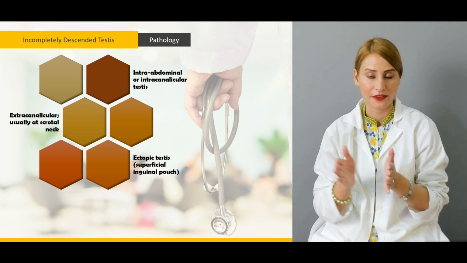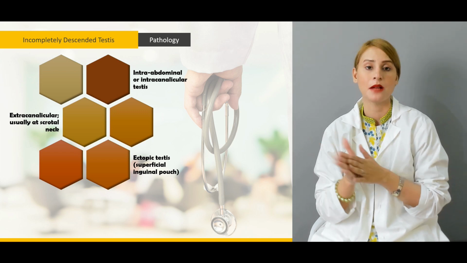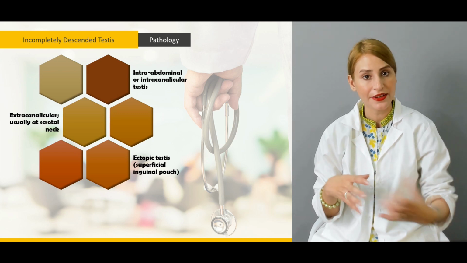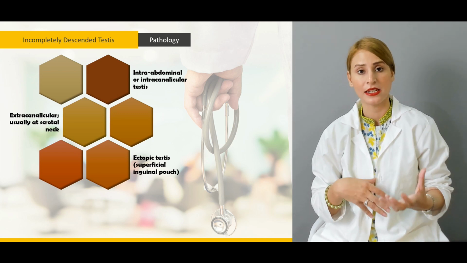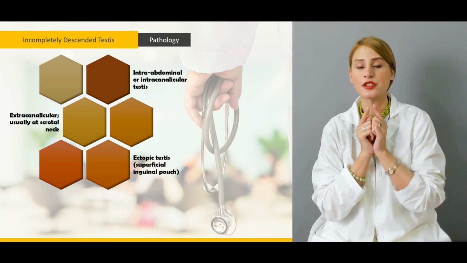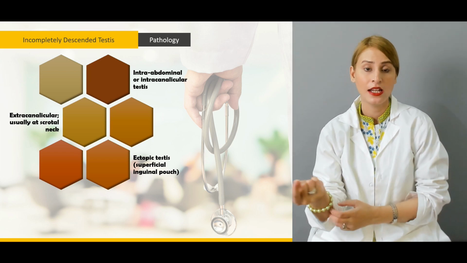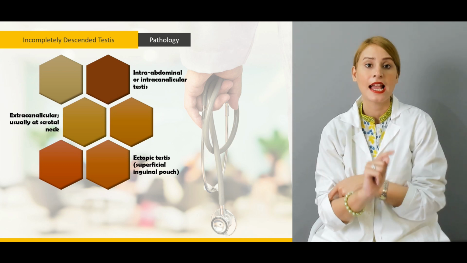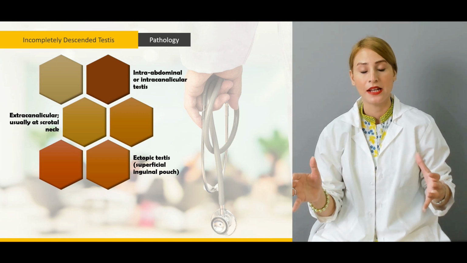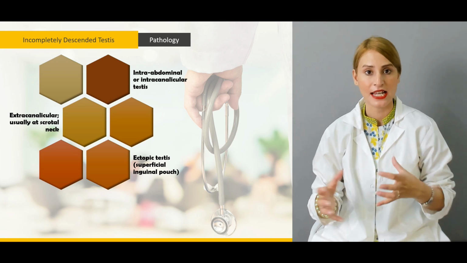So the testes can be found along any one of these pathways. They can be intra-abdominal, usually retroperitoneal, but also extraperitoneal, intracanalicular, or extracanalicular at the scrotal neck, or they can be ectopic testes located at the superficial inguinal ring. Sometimes there's a hernia as well along with the undescended testes, and then you have to reduce the hernia, lengthen the cord, and bring the testes down into the scrotum.